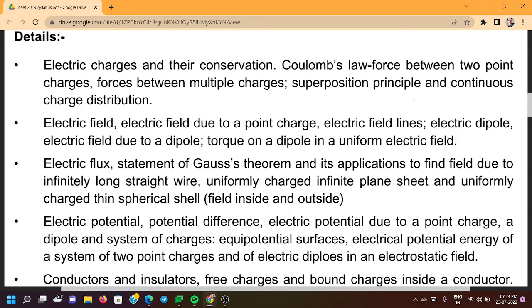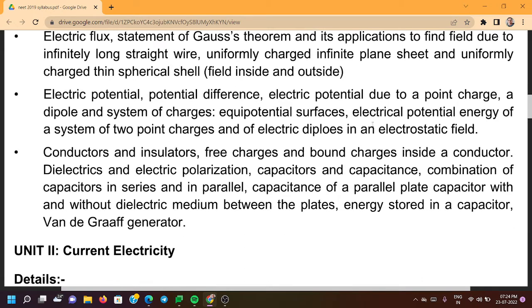Electric flux. Statement of Gauss theorem and its applications to find field due to infinitely long straight wire, uniformly charged infinite plane sheet and uniformly charged thin spherical shell. Field inside and outside. Electric potential, potential difference, electric potential due to a point charge, a dipole and a system of charges. Equipotential surfaces, electrical potential energy of a system of two point charges and of electric dipoles in an electrostatic field. Conductors and insulators, free charges and bound charges inside a conductor.